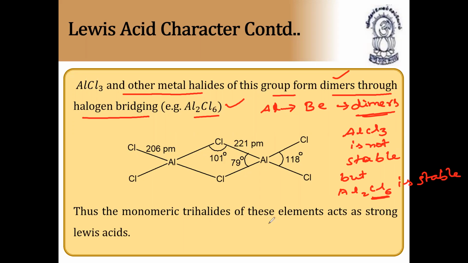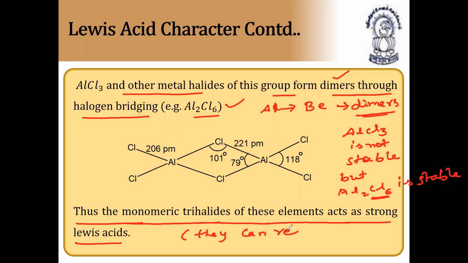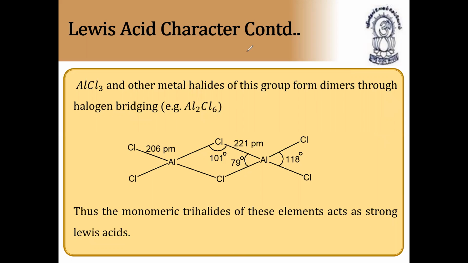Thus, the monomeric trihalides of these elements act as strong Lewis acids because they can readily accept electron pairs. That is very, very important. Please make a note. So aluminium chloride exists as a dimer. Very, very important point.